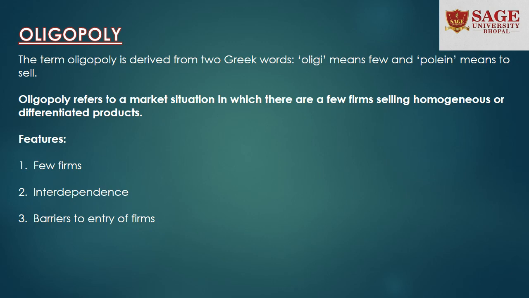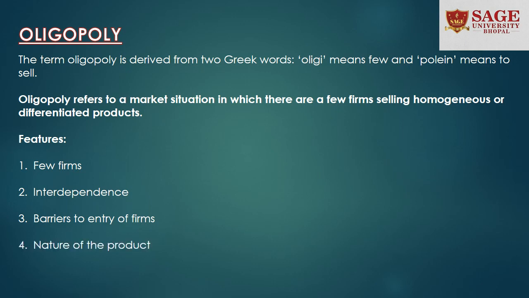Third, barriers to entry of firms. The main reason for few firms under oligopoly is the barriers, which prevent entry of new firms into the industry. Patents, requirements of large capital, control over crucial raw material, etc. are some of the reasons which prevent new firms from entering into the industry. Only those firms enter into the industry which are able to cross these barriers.